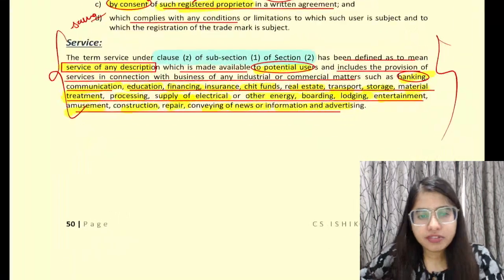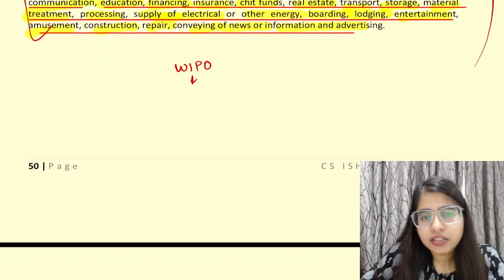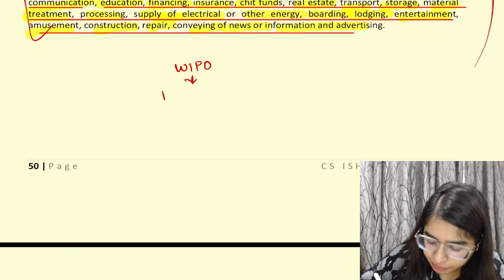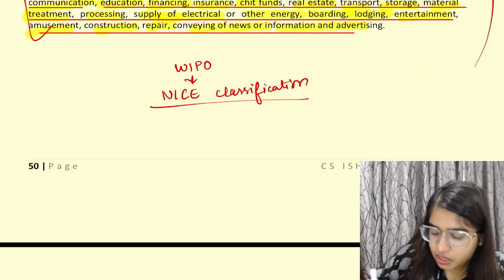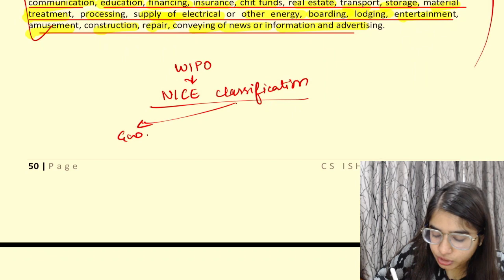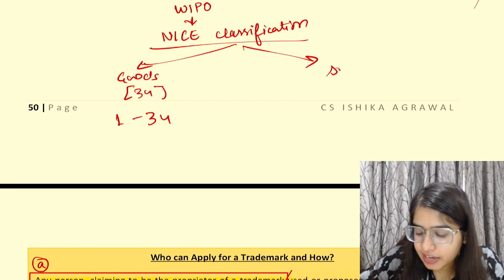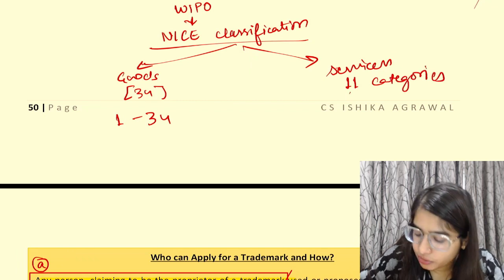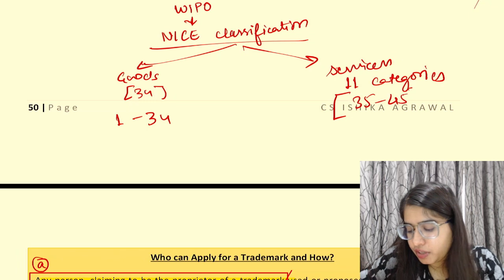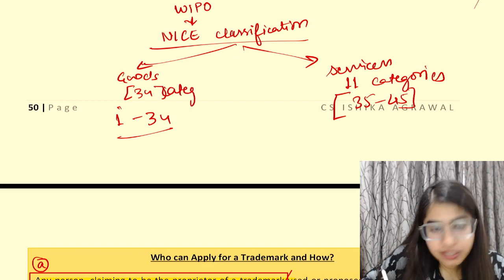My dear, please understand, I want to tell you, on the top of the page or previous page, I guess you have some space. In page number 50, you have some space. You can write here that WIPO has done a classification of goods and services. They have made the NICE classification of goods and services. Inside that classification, they have classified goods into 34 categories, which is 1 to 34, and services into 11 categories, which are 35 to 45. Are we clear with this?